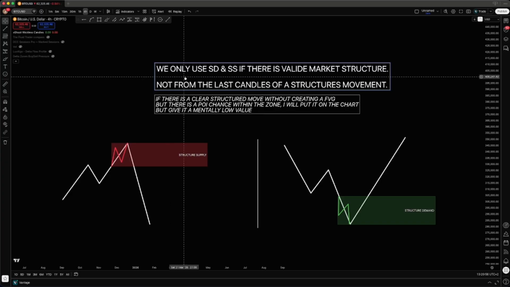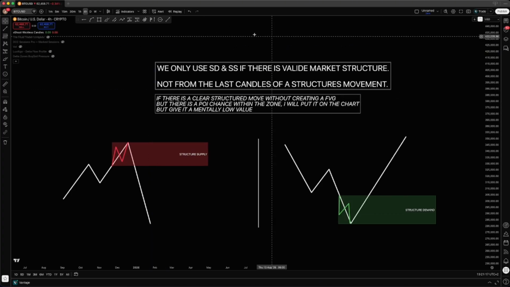So we only use structure demand and structure supply if there is a valid market structure. What a valid market structure exactly is, I will teach you soon. So we are not going from the last candles of a structural movement. Okay, this will be cleared up later.